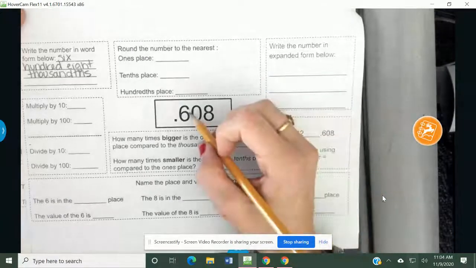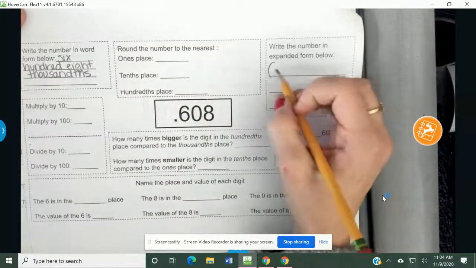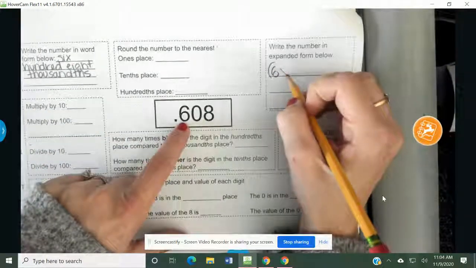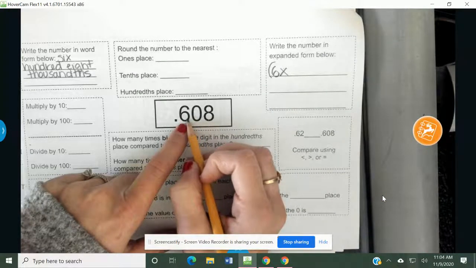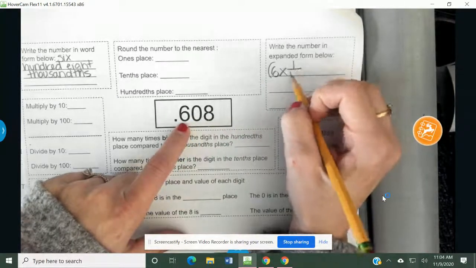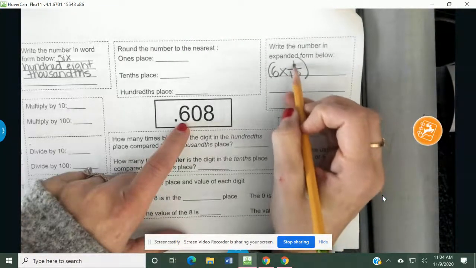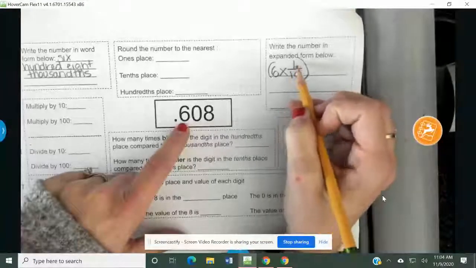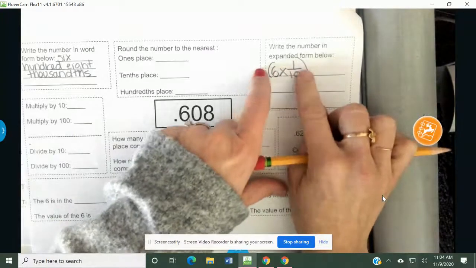I start with my first digit. It happens to be a 6, but because it's in the decimal area, I need to put parentheses around it. So you take the digit itself and multiply it by the place it's in. This 6 is sitting in the tenths place, so I'm going to multiply it times 1 over 10. I always put a 1 over the 10, a 1 over the 100, or a 1 over the thousandths.